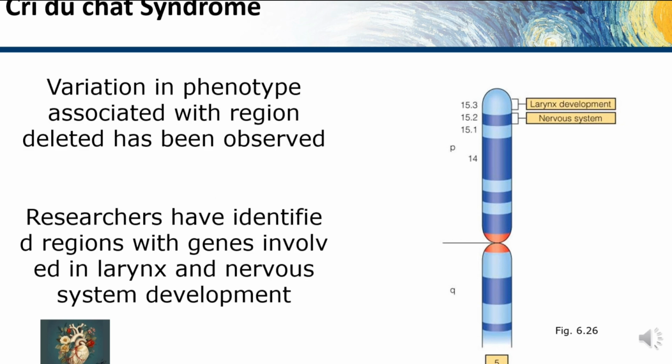In this chromosome, number 5, this is the centromeric position, this is the Q arm and P arm, and in the P arm this is the locus 15.1, 2, 3, where the genes for larynx development and for nervous system development are located. When there is a deletion in this segment, it leads to Cri-du-chat syndrome, with variation in phenotype associated with the region deleted. Researchers have identified regions with genes involved in larynx and nervous system development.